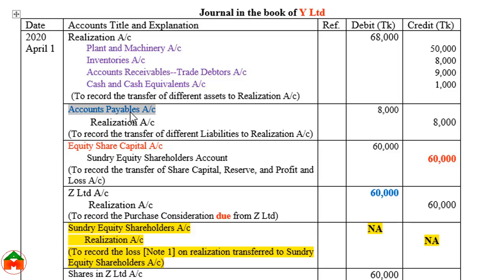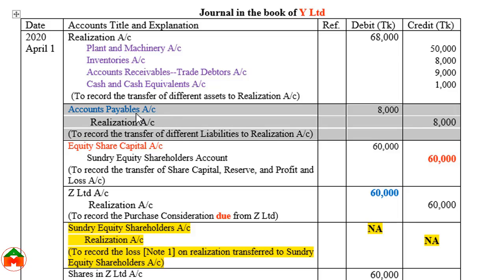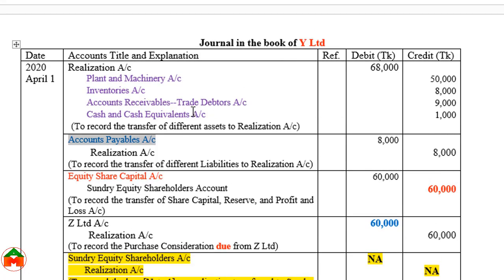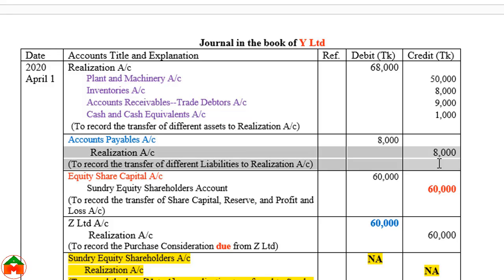It's a liability item, it's a credit item, but we are showing it here in the debit side because these are the items that will be taken over by the new company, that is Jet company. This is the journal entry for the liabilities. For the Y company, there is only one item, liability. So this is debit, and realization account credit.